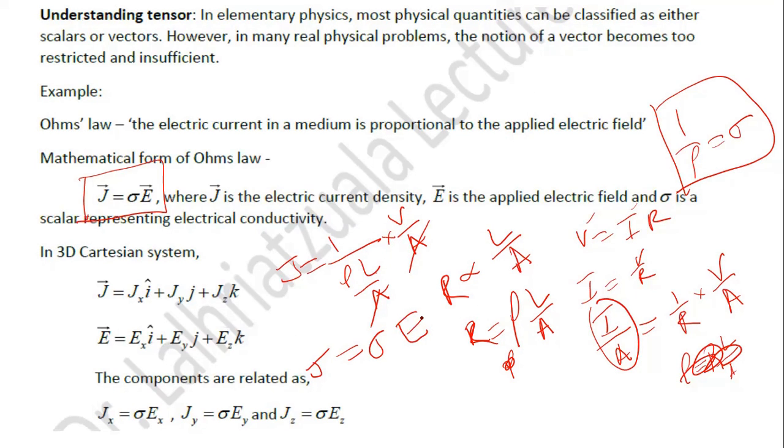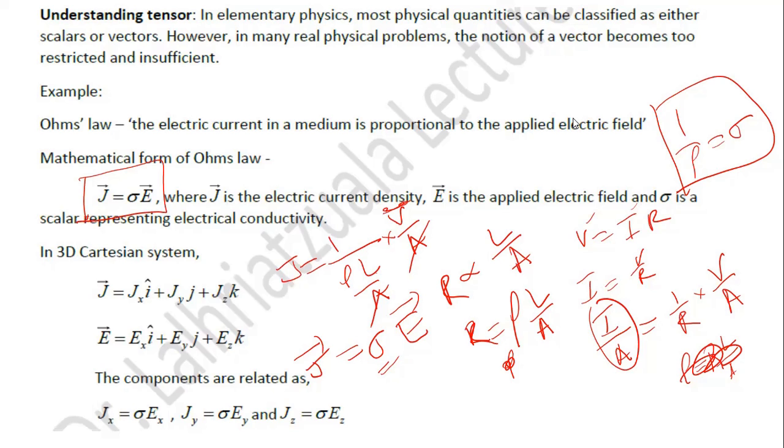Okay, so electric field is a vector quantity, and current density is also a vector quantity. Current will flow along the direction of application of the electric field. So we classify electric field and current density as vector quantities, and the proportionality constant is sigma, the conductivity. Under normal circumstances, in a material which does not have any preferential direction, this sigma is simply a scalar quantity.